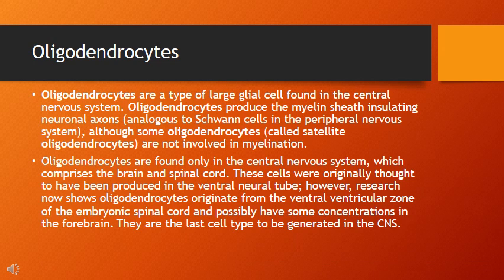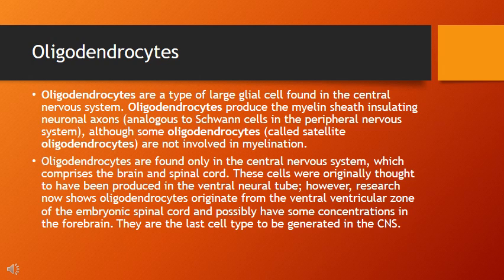Oligodendrocytes are a type of large glial cell found in the central nervous system. Oligodendrocytes produce the myelin sheath insulating the neuronal axons, analogous to the Schwann cells in the peripheral nervous system. Some oligodendrocytes are also called satellite oligodendrocytes, which are not involved in myelination.